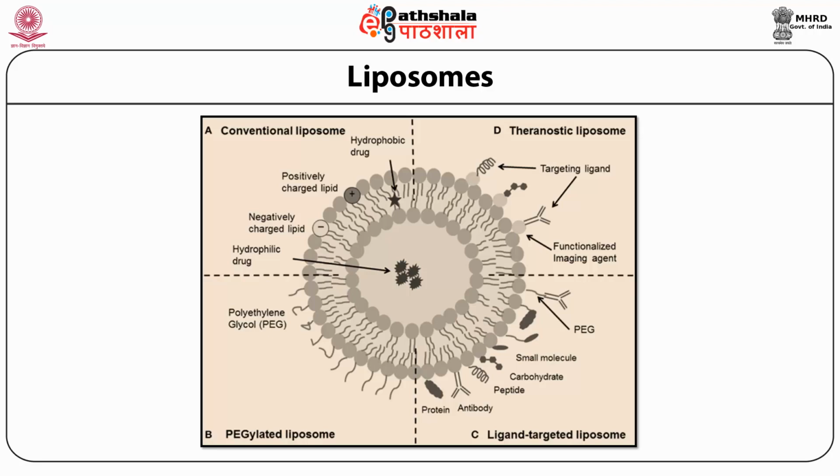Here you can see that in the theranostic liposomes, at the right hand top corner, a targeting ligand can be attached to the surface of the liposomes along with functionalized imaging agents. The imaging agent has been functionalized in such a way that it is conjugated to, or decorated over the surface of, the liposomes, as well as carrying some targeting ligand. So we can directly attach a simple imaging agent, or we can also use a targeted imaging agent. Further, we can also use liposomes encapsulating or embedded with quantum dots for imaging applications.